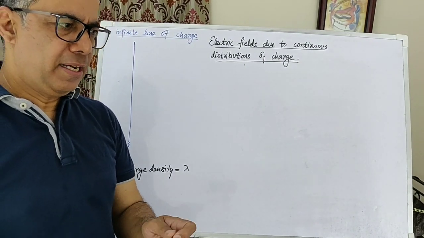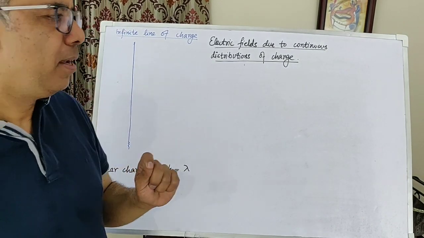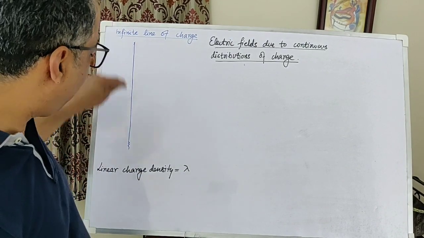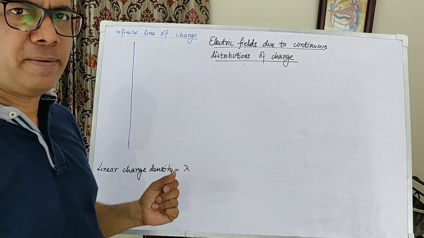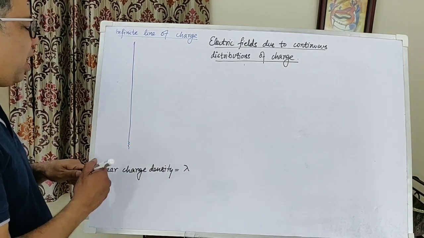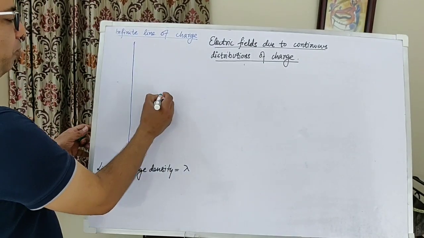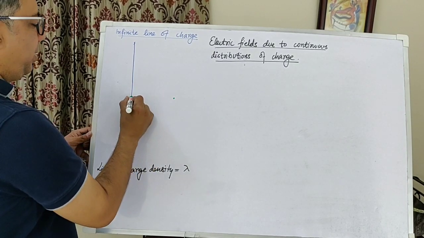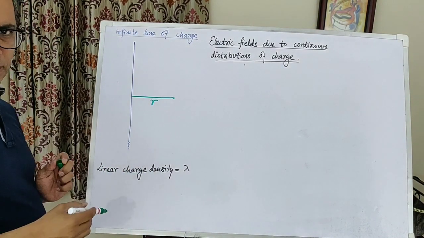It is actually the amount of charge per unit length on this line of charge, and we are assuming this to be uniform everywhere on this entire thread, on this entire line of charge. The linear charge density lambda is being assumed to be constant. Now we are interested in calculating the electric field over here at a point which is distant r from this line of charge.